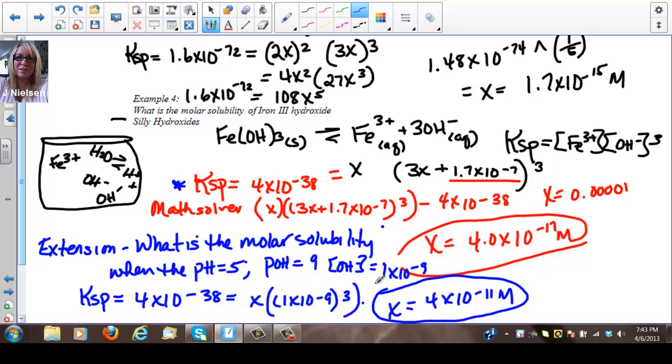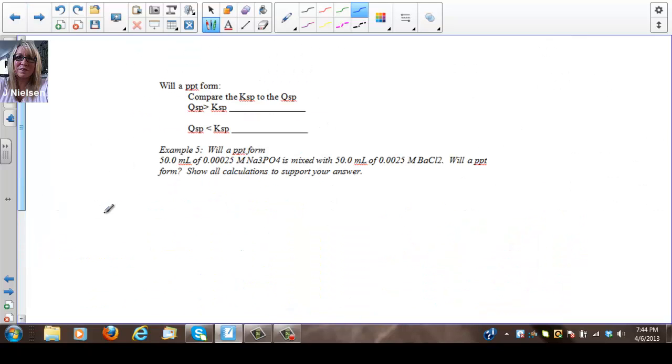All right, we're almost done. Will a precipitate form? How do you know if a precipitate forms? Well, just like we used to compare Q to K, we're now going to compare Ksp to Qsp. And Qsp comes from the initial value prior to an equilibrium shift.